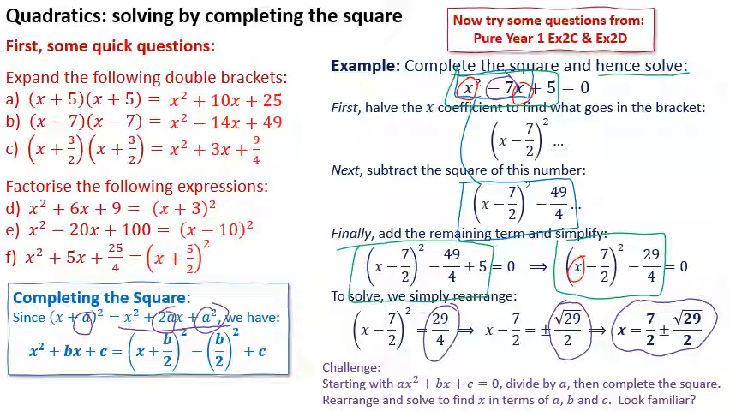The next thing for you to try once you've got to grips with this completing the square concept is questions from exercise 2c and exercise 2d. You don't necessarily have to do them all, but it's a good idea to do enough that you feel comfortable and confident and fluent with these methods.